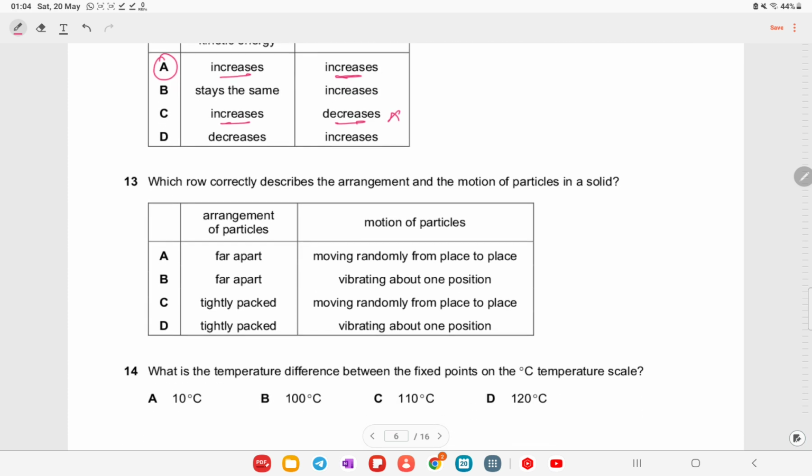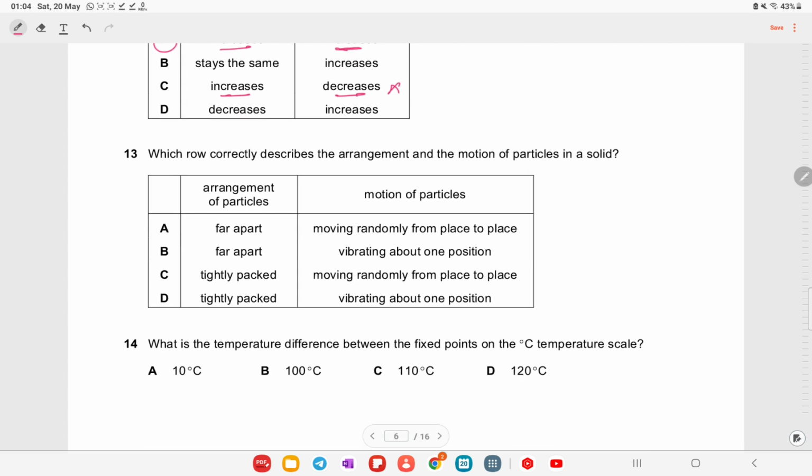Which row correctly describes the arrangement and the motion of the particles in a solid? So far apart, no, the arrangement of particles in a solid is not far apart, so this is wrong. They are tightly packed, yes, option C and D can be the right answer. And the motion of the particles moving randomly from place to place? So by reading this, I can clearly state that A, B, C, D are not the right answer. So only this is the right answer.